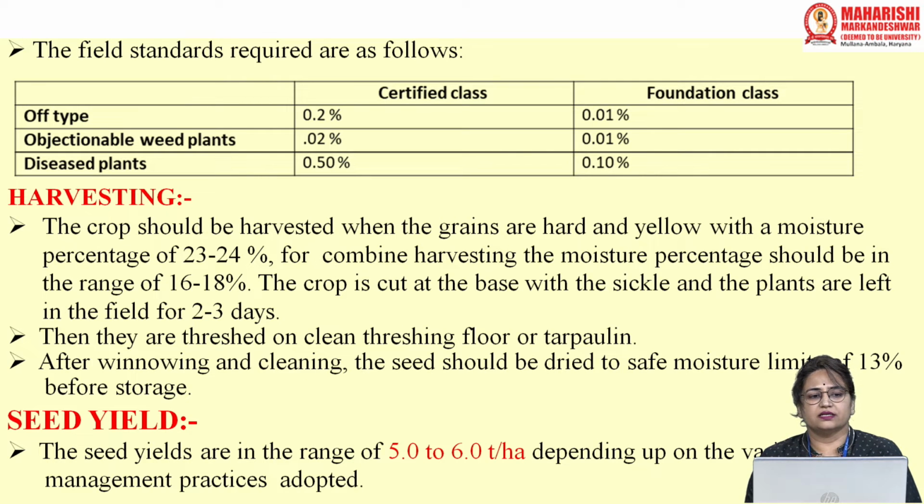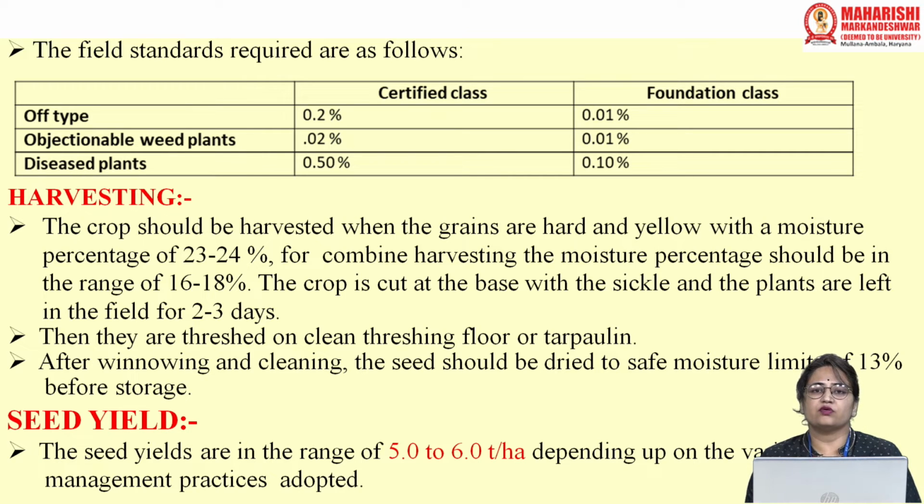Then some field standards are required, as follows: off types, objectionable weed plants, and diseased plants. If we talk about off-type plants, the limit is 0.2% in the case of certified class seed and 0.01% in the case of foundation class. What does this mean? 0.2% means 2 by 1000.